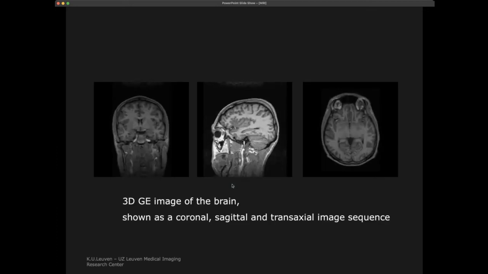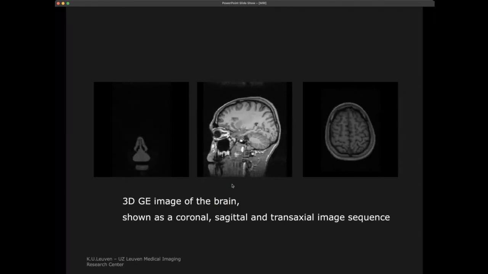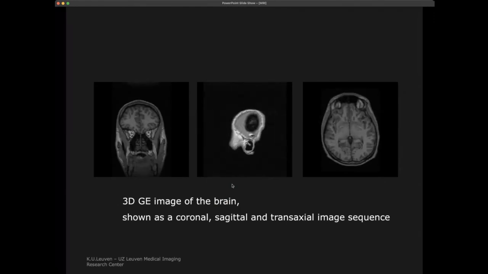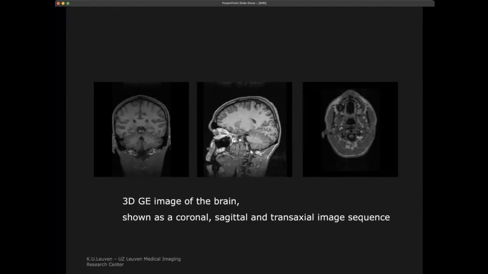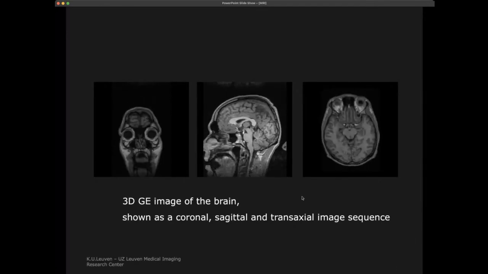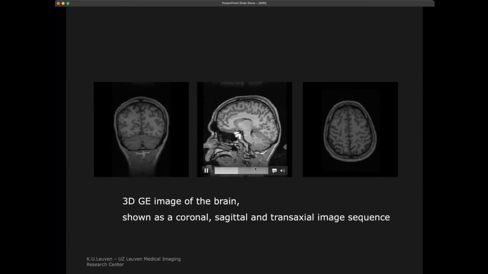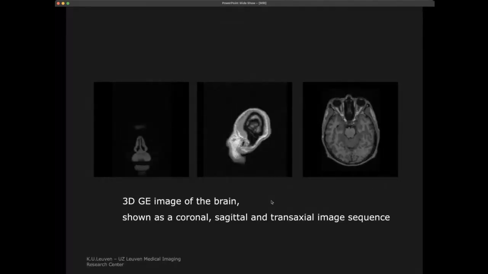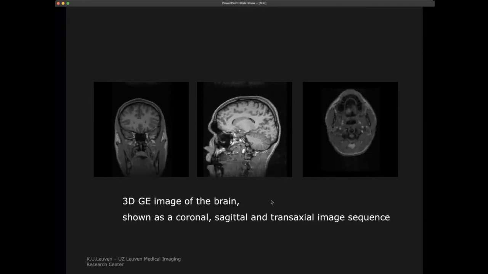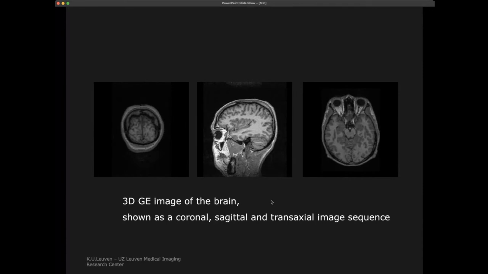So here's another example. This is a full 3D image. These are the typical images that are being taken. So you take, for example, a full image of the brain in all three directions at a decent resolution. And you see, again, as compared to CT, much better contrast in the soft tissues.